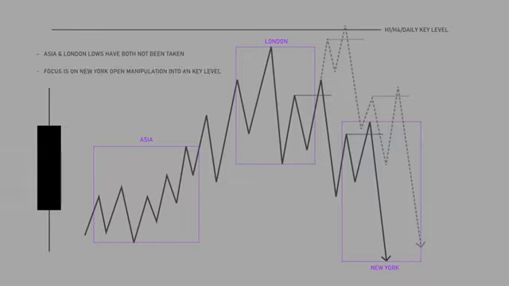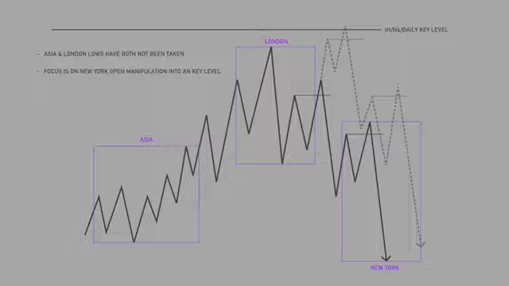So you want to be aware that we open up, we see the manipulation into the key level, and then you want to see price showing you displacement or a reaction from that key level, and showing you by creating a change in order flow that price is willing to reverse into the intraday liquidity pools, being the London and Asia lows, and obviously the higher time frame draw on liquidity.